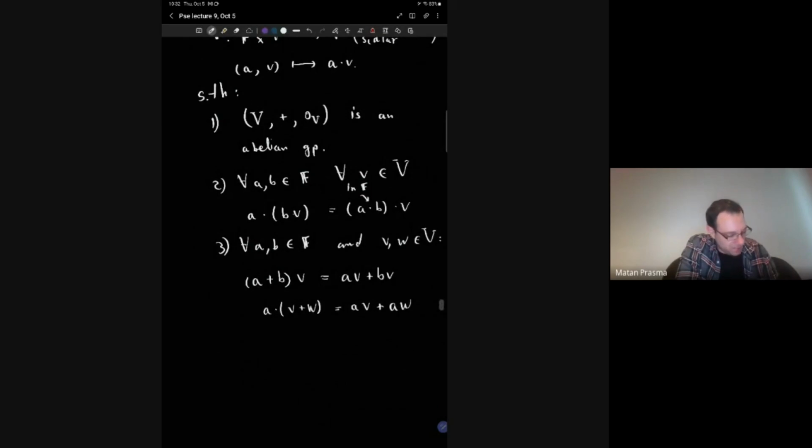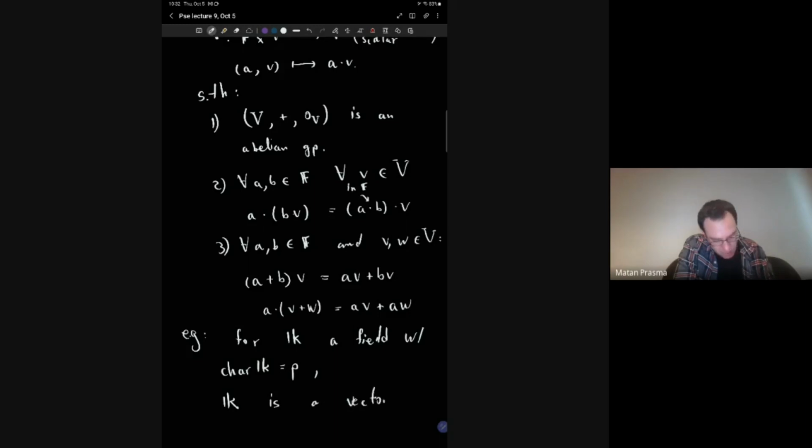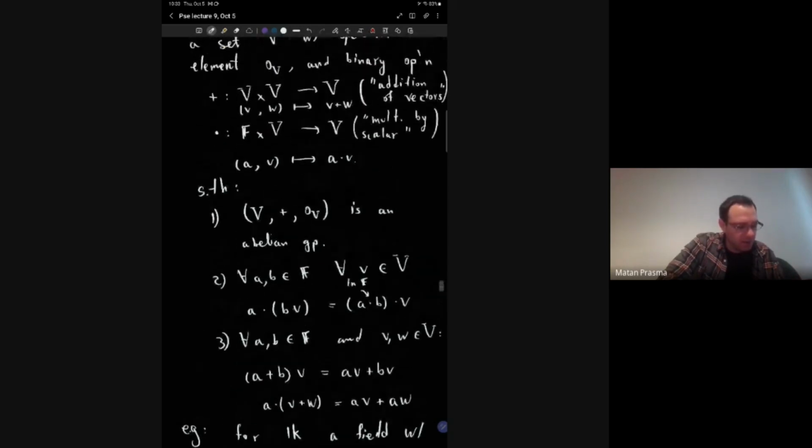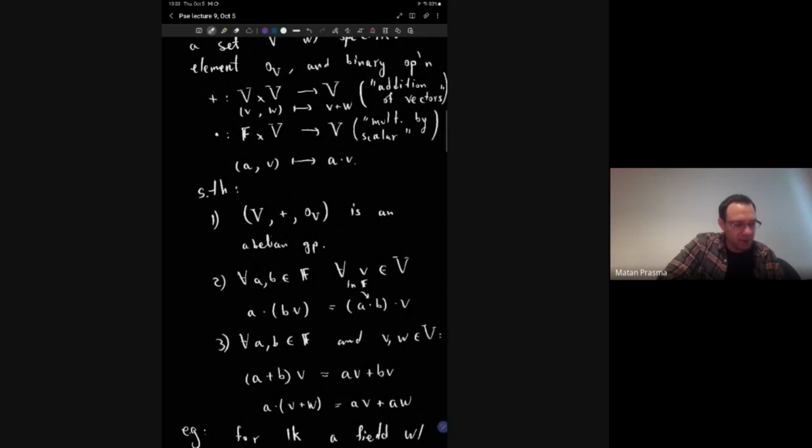And the main example for us: for a field K with characteristic p, K is a vector space over F_p. Any questions about this? Of course, this is a new notion, but I hope it's more intuitive now that we had definitions of similar algebraic structures.